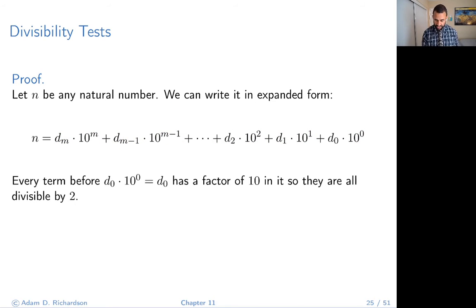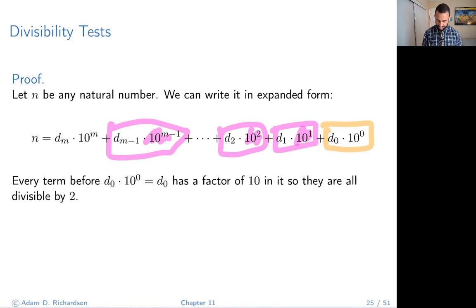Okay, so every term before this one, the very last term, has a factor of 10 in it. Let's look. You can see it, right? Here we go. This number, whatever this number is, it's got a factor of 10. Whatever this number is, it's got a factor of 10, and so on and so on. So every one of those terms has a factor of 10 in it.